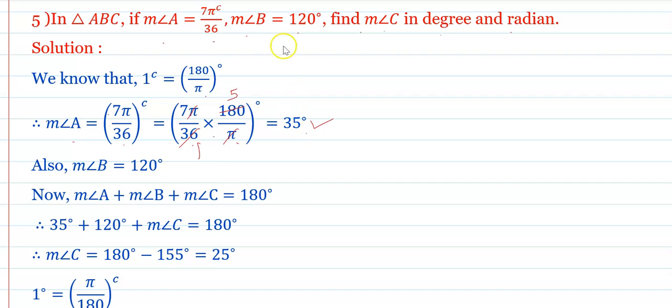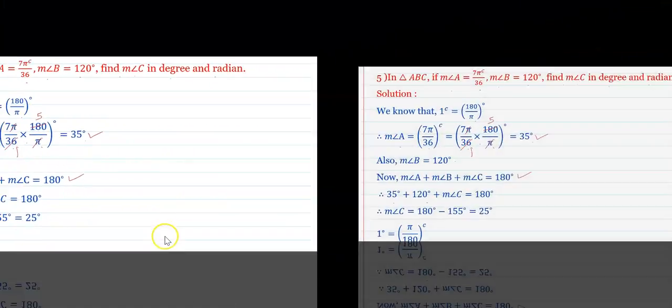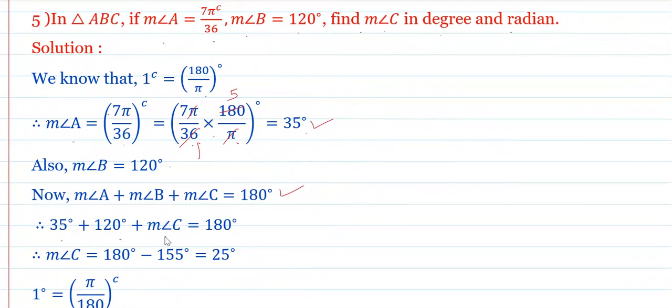Now the next, measure of angle B is 120, and we know that the sum of measures of angles of a triangle is 180. Therefore measure of angle A plus measure of angle B plus measure of angle C is equals to 180. Now the measure of angle A is 35, B is 120, plus measure of angle C, that we want to find out, is equals to 180, and hence measure of angle C is equals to 180 degree minus sum of these two angles, which is 155, and hence 180 minus 155 equals 25.